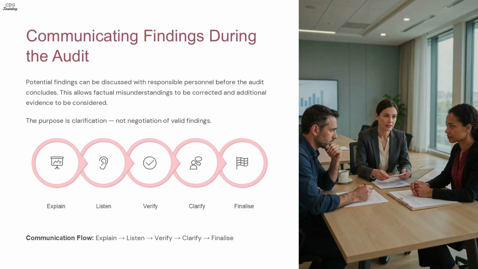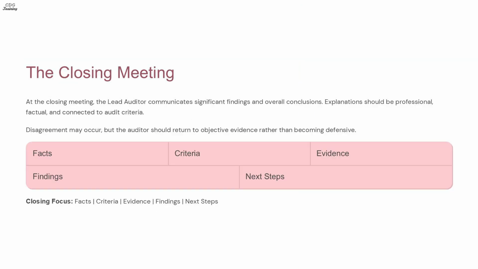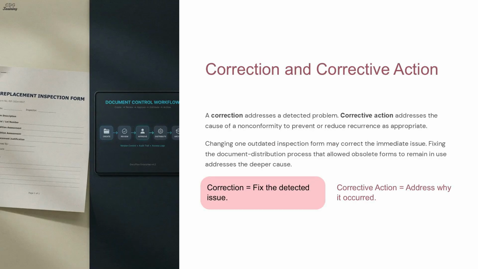Effective communication during audits allows for clarification and correction of misunderstandings before concluding. The closing meeting focuses on communicating findings and conclusions, ensuring they are connected to objective evidence. Corrections address immediate issues, while corrective actions tackle the root cause to prevent recurrence.